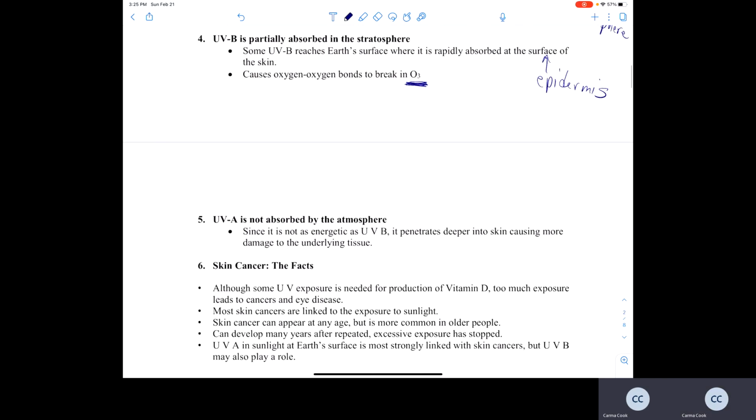UVA is not absorbed by the atmosphere at all. All of the UVA reaches the Earth's surface, but because it's not as energetic as UVB, it has a longer wavelength. It can penetrate deeper into the skin, and it causes more damage to the underlying tissue, like the dermal layer and the subcutaneous layers, as far as causing free radical formation. But it doesn't directly break DNA bonds like UVB.